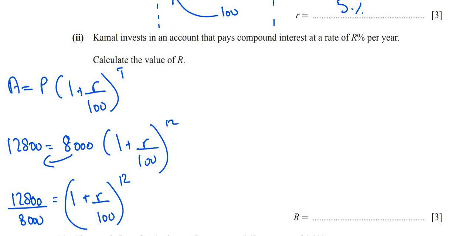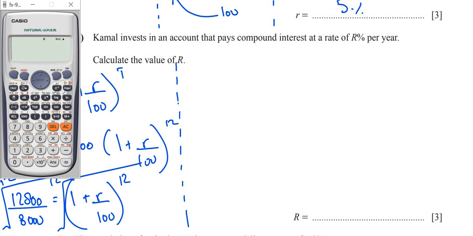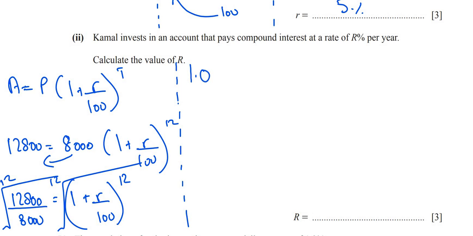In order to remove this 12, you will root both sides by 12. Okay, you will root both sides by 12. So once you do root it, let's root it, 12,800 divided by 8,000, you get 1.0399. All right, so this becomes 1.0399 is equal to 1 plus R upon 100.